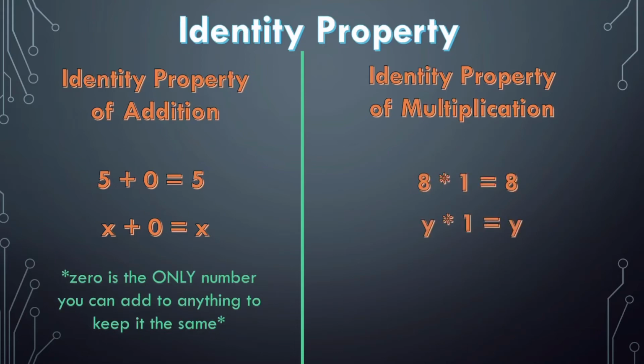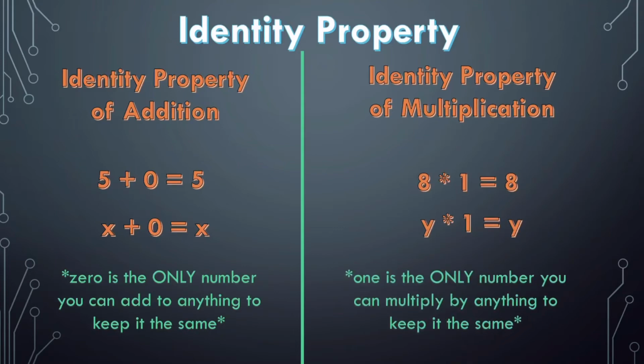Same thing with a variable. If I multiply y by 1, I still get y. So it's important that you have what I have written here in green. So take a minute to pause if you need to write these down.